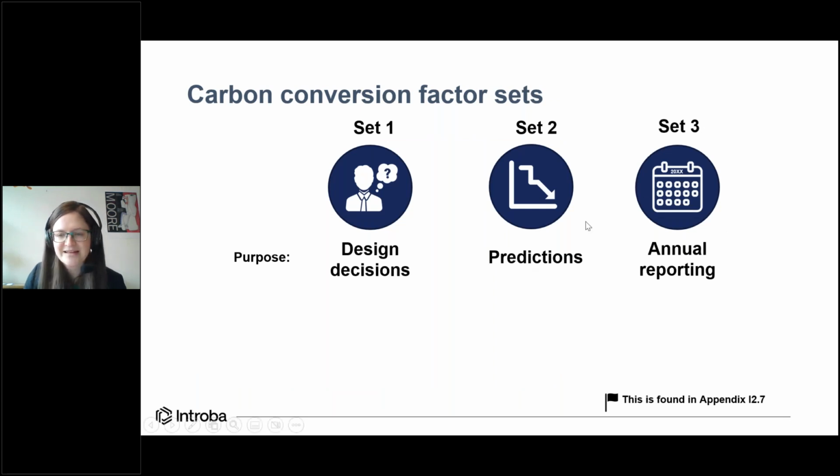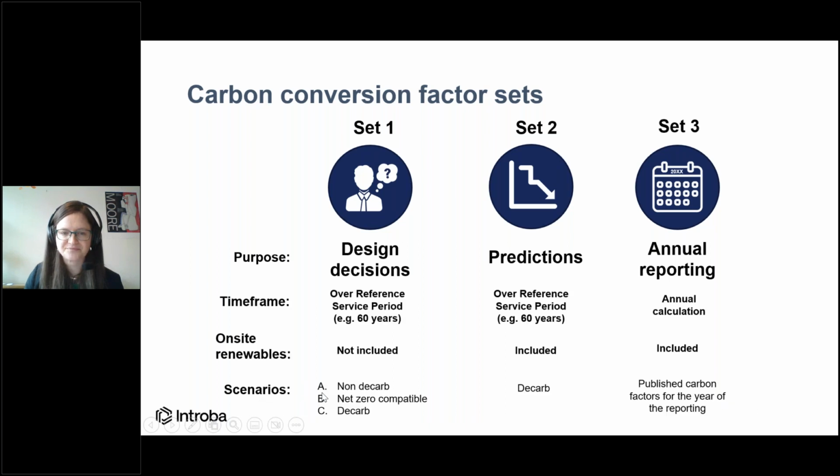Right, so let's go a little bit into details. I hope you don't mind. I've got 2.5 minutes left, and I'm hoping this is the key thing that we're changing within this update. We've got 3 different carbon conversion sets, and that's how you translate energy to carbon. This depends on the purpose of the whole life carbon assessment. You use set 1 if you're trying to make design decisions. You use set 2 if you're trying to understand the prediction of carbon over the reference service period, which is often 60 years. And set 3 is for annual carbon accounting.